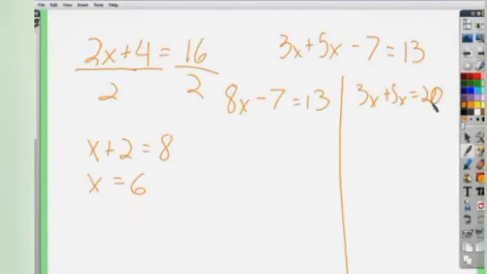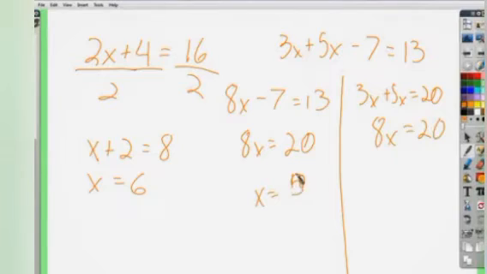Okay, what would this person do next? Add 7. Well, that person added 7 first. This person's adding 7 second. Does it make any difference? No, it doesn't make any difference. 8x now equals 20. Now this person's going to have to collect like terms. That gives us the same thing. And then what are they both going to do now? Divide by 8. x equals 20 over 8, which is 5 over 2.